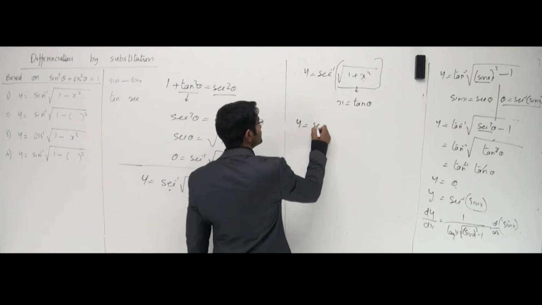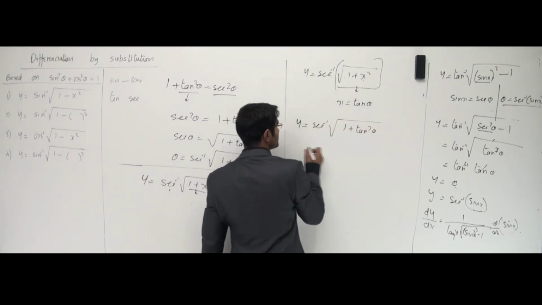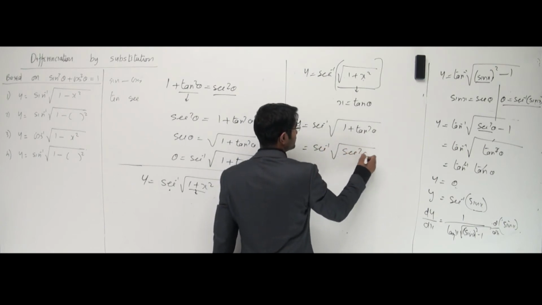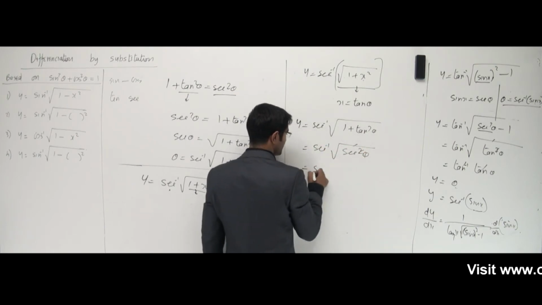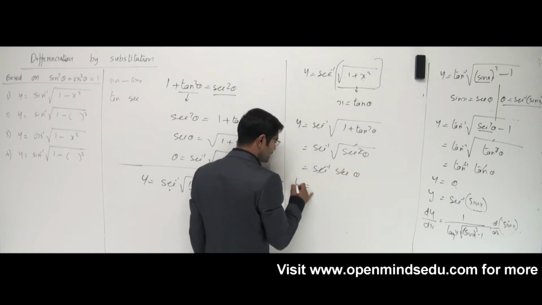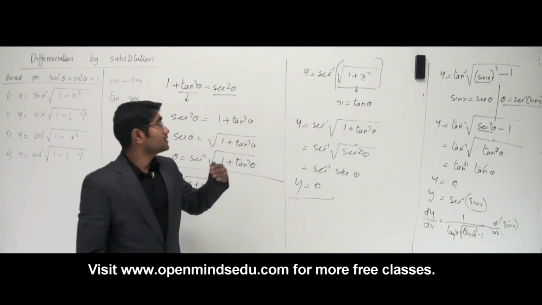So y is equal to secant inverse of root of 1 plus tan squared theta. That becomes secant inverse root of, I can write, secant squared theta. Square and the root is gone. So I get secant inverse of secant theta. So this is out. So y is equal to theta is what you have. Now who's theta? Theta is what you substituted, right?